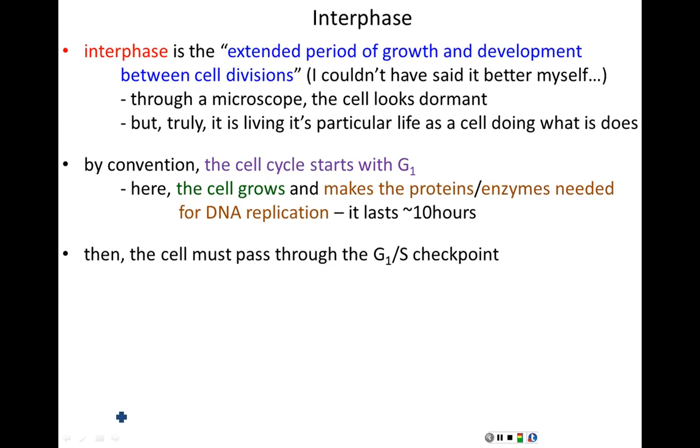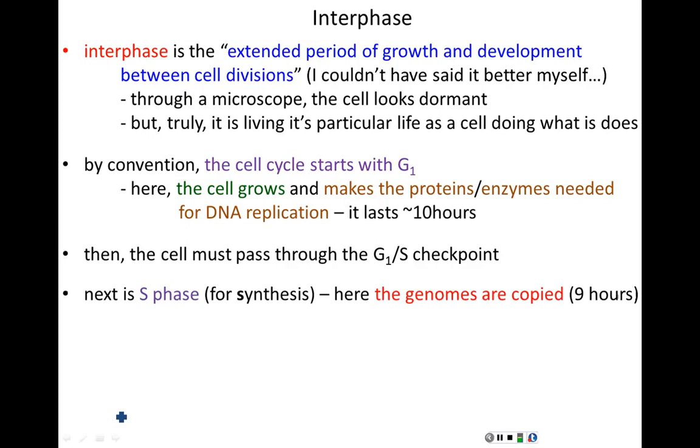After that, the cell must pass through its first checkpoint, the G1S checkpoint. It's at this checkpoint that the cell measures and makes sure, do we have everything we need for DNA replication? Should we copy our genome? If the checkpoint is passed, we enter S phase. Again, S for synthesis, and here the genomes are copied. In the human cell, this takes about 9 hours. 9 hours to copy 46 chromosomes.